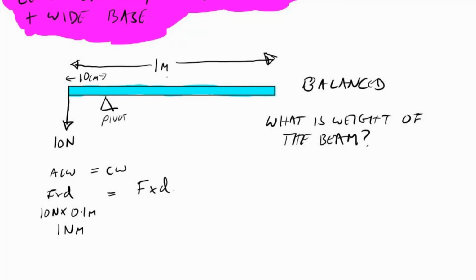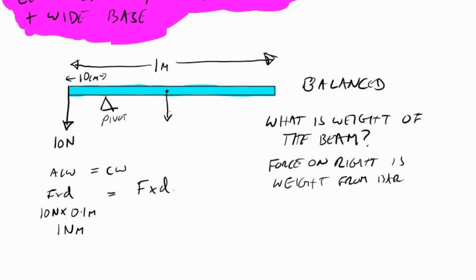There is a force acting on the right hand side, and that force is from the weight of the bar. So there's a force due to the weight of the bar. Where does that force act? Well, that force acts as if it's from the centre of mass, which, as we know, is 50 centimetres in. If we get a 1 metre bar and it's nicely evenly spaced, then the force due to the weight of the bar is acting at the 50 centimetre mark, which is 40 centimetres from the pivot.